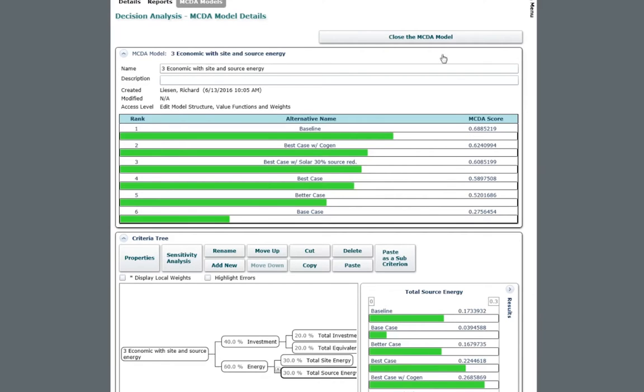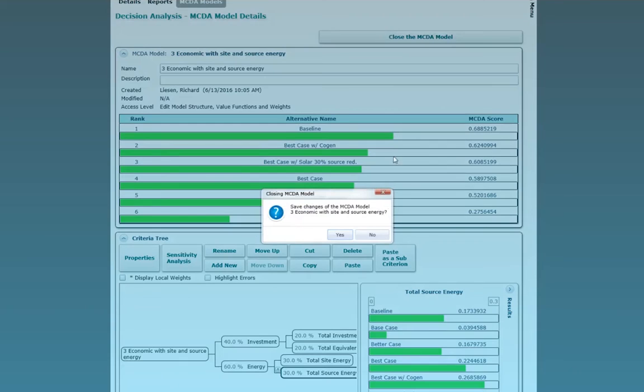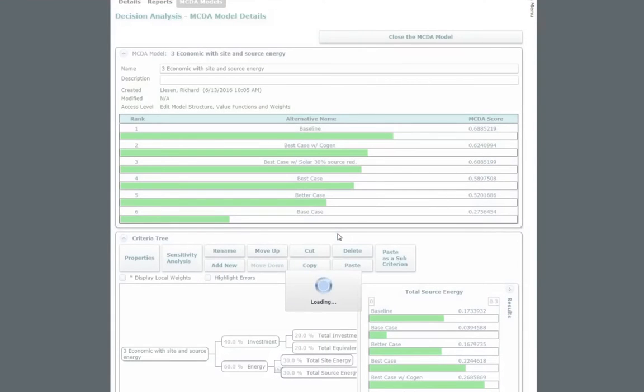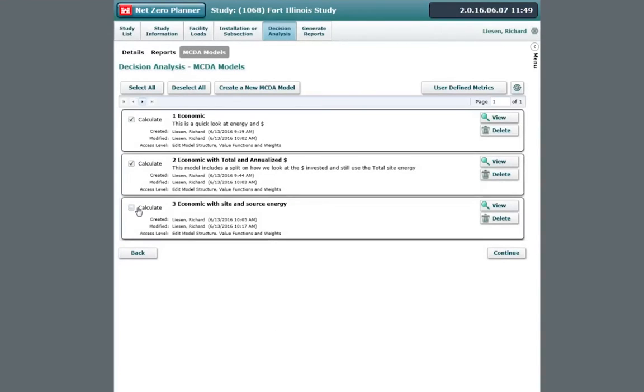So let's go look at one more model. I think that's all we have time for anyway. Let's make sure we save that. I'd hate to lose that, putting all that information in. And let's see if we can talk about how we can look at that energy security piece.